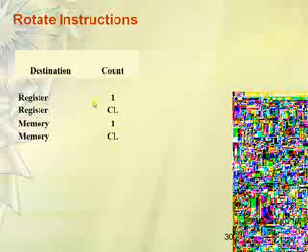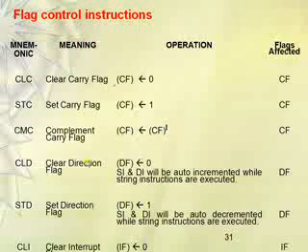Rotate instructions are similar to the shift. Now we have flag control instructions, which perform operations on the flags. CLC clears the carry flag. STC sets the carry flag, and CMC complements the carry flag. CLD clears the direction flag. STD sets the direction flag, and CLI clears the interrupt flag.